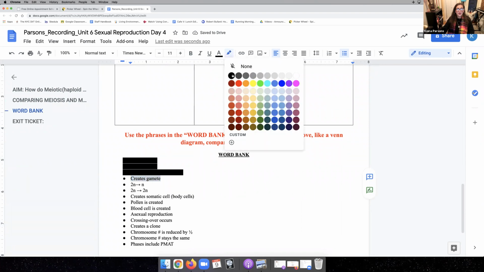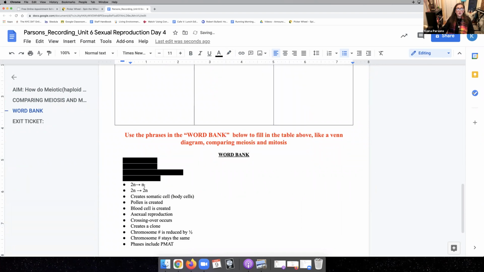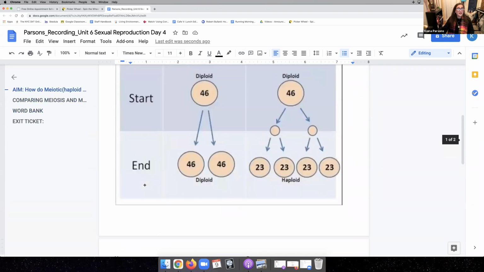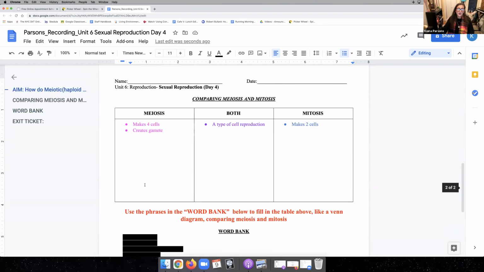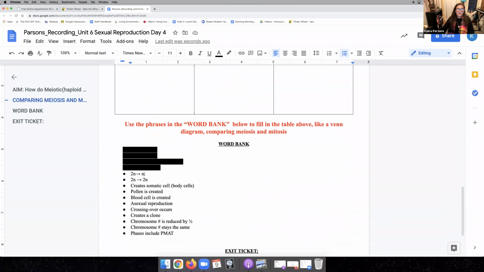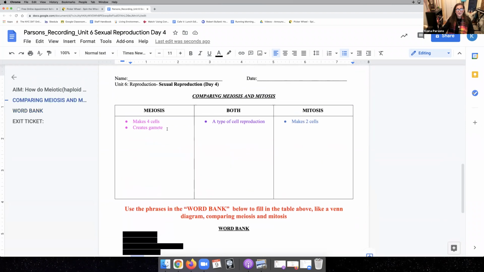All right, so now we're looking at a little math. 2n to n, so we have a diploid cell that has a full set of chromosomes producing a haploid cell. You already know that's meiosis. As compared to right below, 2n to 2n, identical to identical, diploid to diploid, that's mitosis.